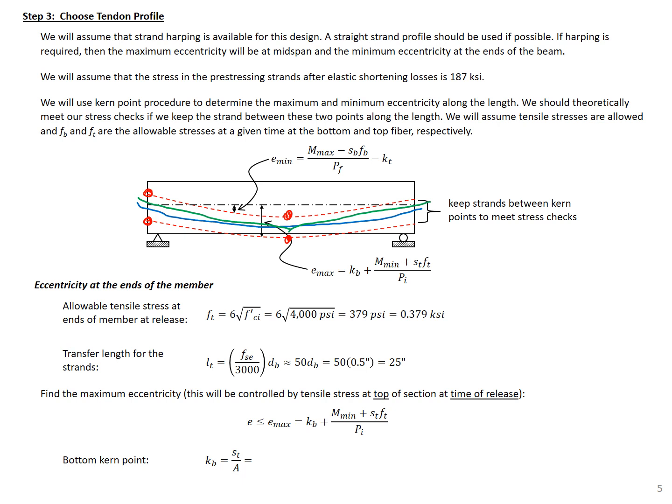We can find our kb first. Our kb is just going to be our section modulus for the top, 5,140 inches to the third, divided by our area, 567 inches squared, which will give us a kb here of 9.07 inches.